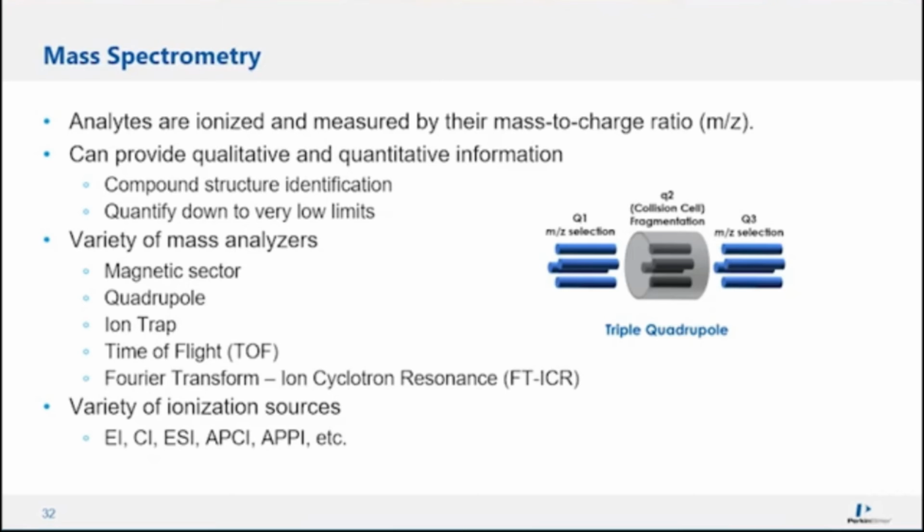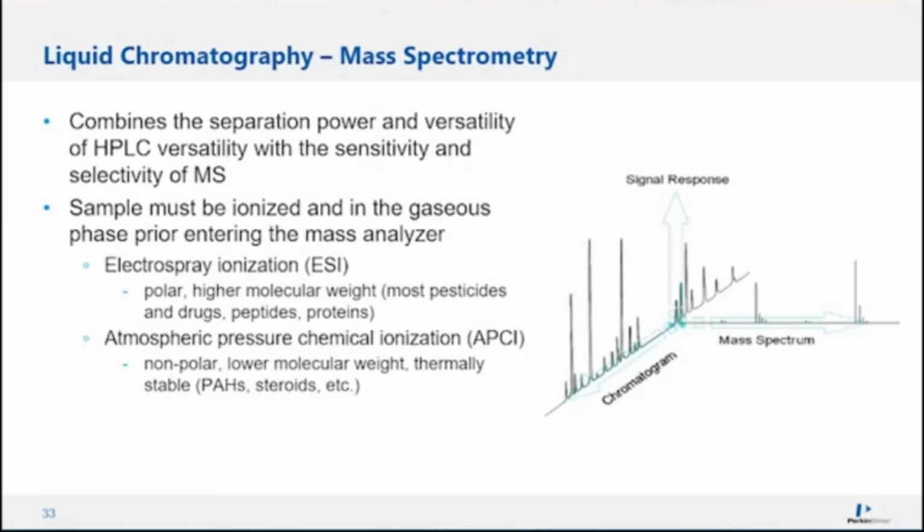There are a variety of mass analyzers to achieve the detection, but most commonly used in liquid chromatography are quadrupole and time of flight. The details of how each of these mass analyzers work are beyond the scope of this presentation, but we will be addressing that in subsequent presentations. With mass spectrometry's great sensitivity and selectivity, it is a valuable detector to couple to liquid chromatography's powerful separation ability.